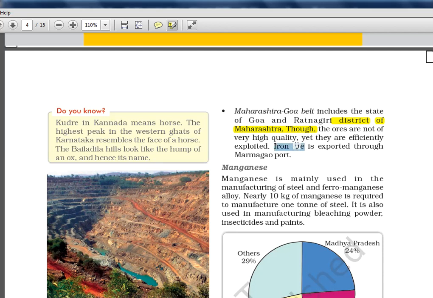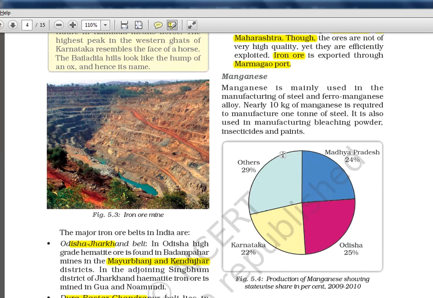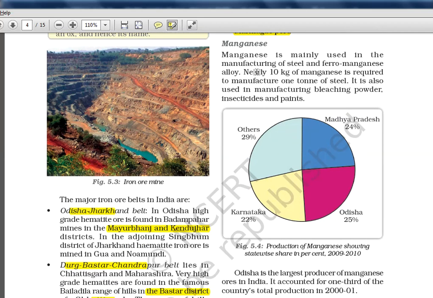Here also good quality iron ore is there, and here Goa is the nearest port. So, nearby port, because slowly this is how mapping also will be registered in your mind. Next is manganese. This is also ferrous material. Okay, after iron ore, manganese we'll see.